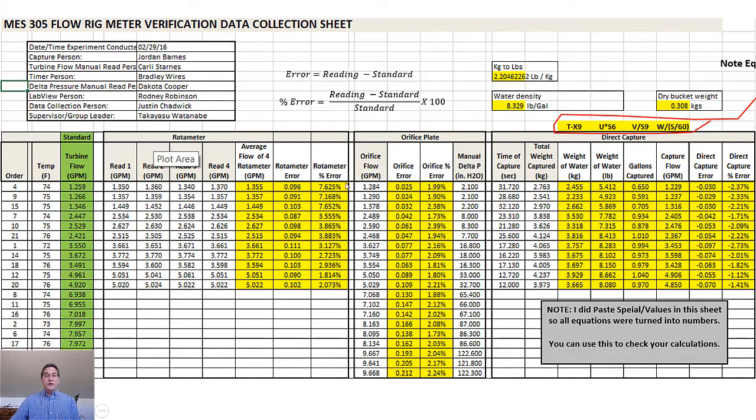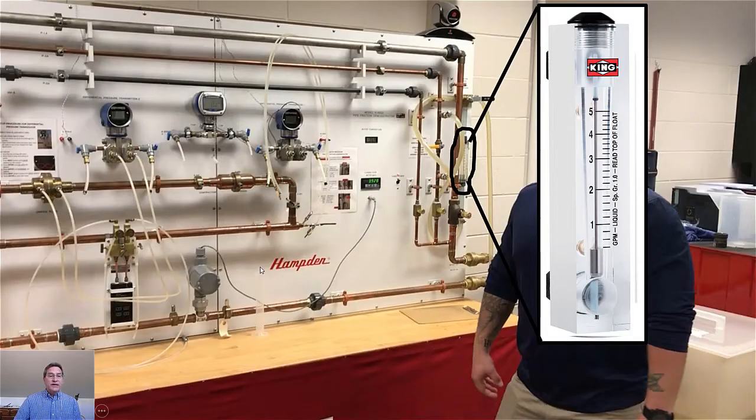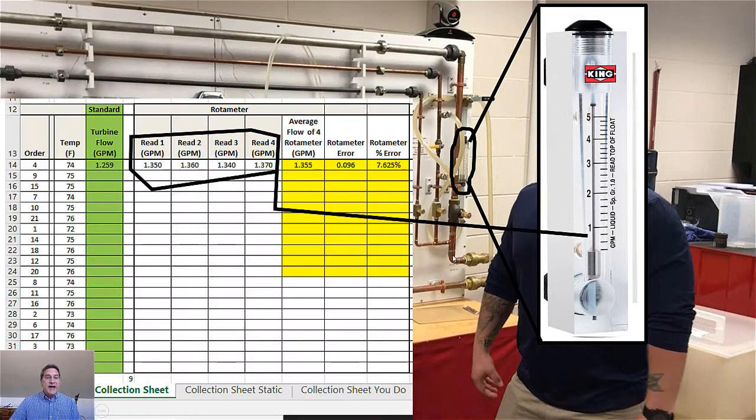For this particular spreadsheet, you're going to add all the equations to facilitate this. If we were doing this lab, I would set the turbine meter, and then I would come down here to the rotometer and look. This shows a blow up of it. The water flows through here, and this float right here floats based upon how the water is flowing through. The faster the water, the more it floats, based on Bernoulli's principle, and then we can read that.